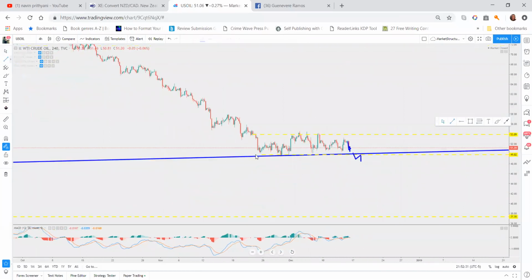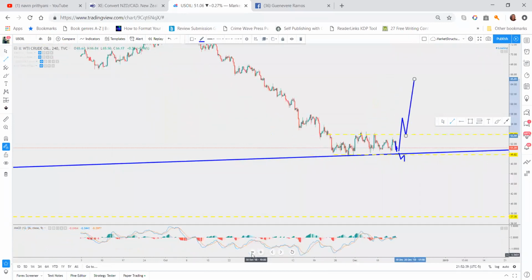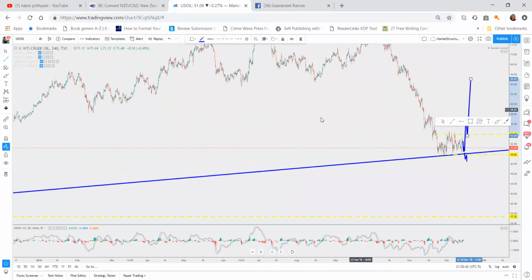Now, if you get an aggressive move up, like a big bullish candle, and it comes back and corrects, then you can buy it all the way back up to probably right here, your previous area of consolidation. All right, does that make sense?